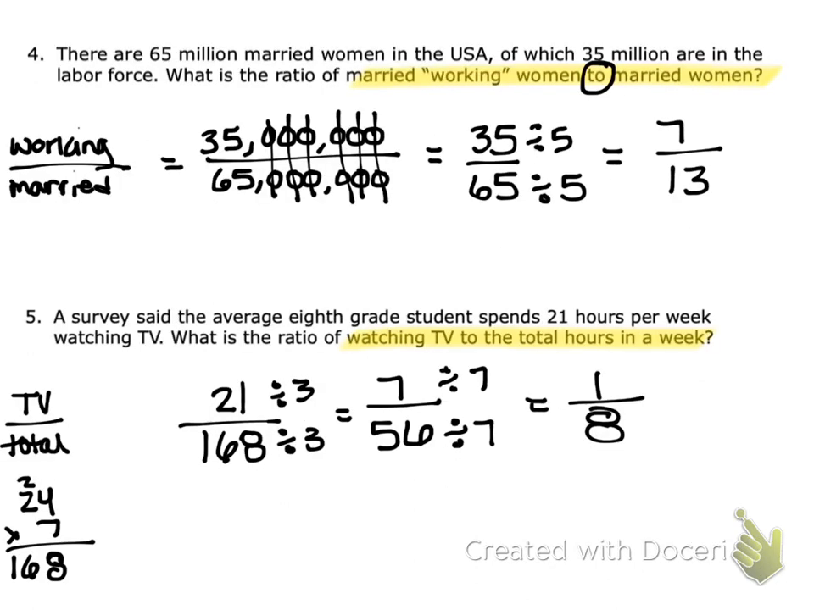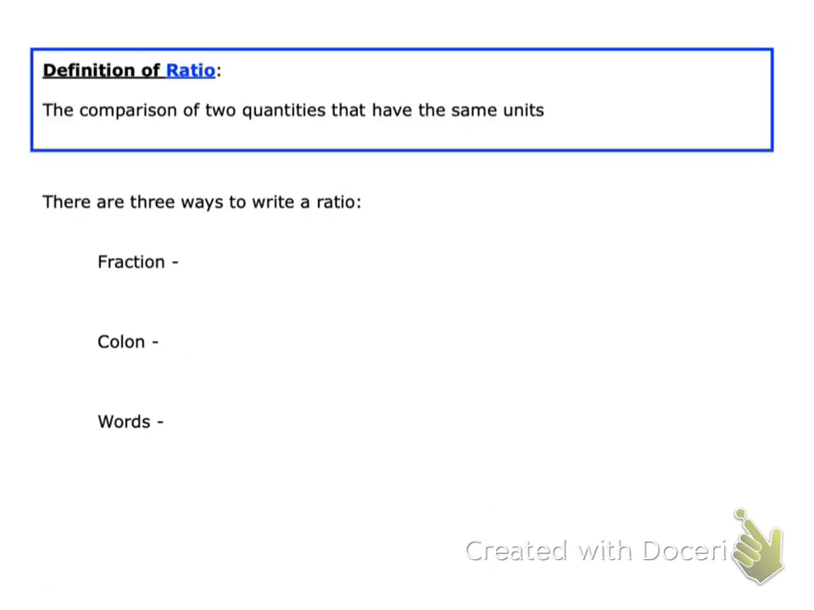When we look at these ones, notice we don't really have units written, because this is 7 married women to 13 married women. This is 1 hour to 8 hours. Now, we can get really specific and say 7 working married women to 13 married women, 1 hour of TV per 8 hours in a week, something like that. But what we end up finding is that we have something we call a ratio.